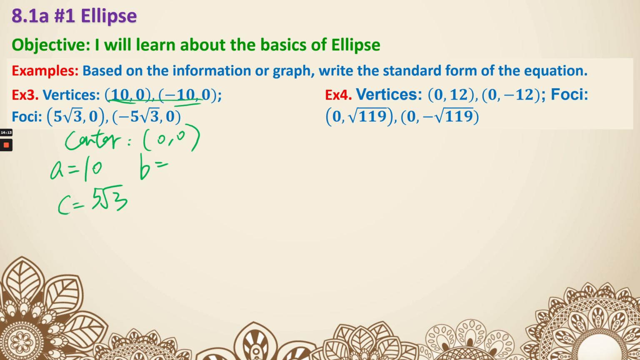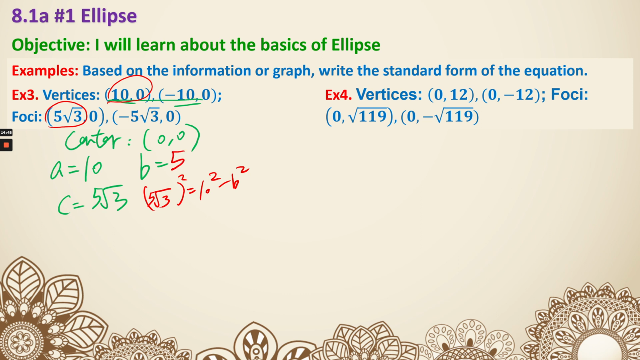And something you may have not noticed, for foci and vertices, the numbers that we just used are both on the major axis, which means my major axis is going to be x, since these two are our x coordinates. Now we can find our b, so 5 square root of 3 squared equals 10 squared minus b squared. And in that case, we can figure out our b is actually a 5.